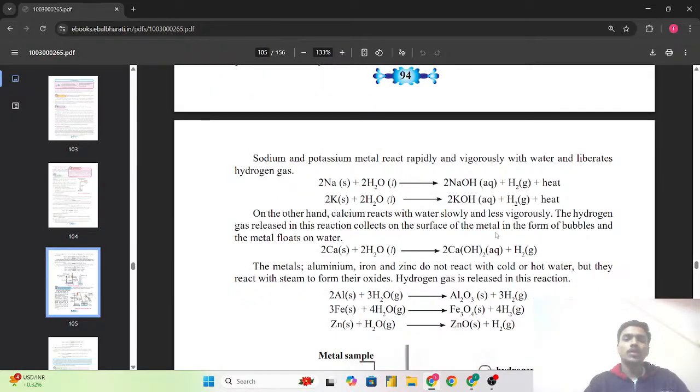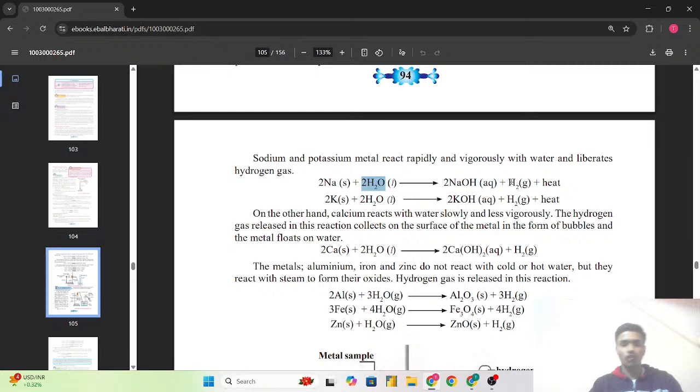Sodium and potassium metal react rapidly and vigorously with water and liberate hydrogen gas. After performing this activity, we are able to see that sodium and potassium are the two metals that react rapidly and vigorously with water and suddenly liberate hydrogen gas. As we can see in this equation, here we have taken two atoms of the sodium element, and when it reacts with two molecules of water, it leads to the formation of sodium hydroxide aqueous plus hydrogen gas is released and heat is evolved.